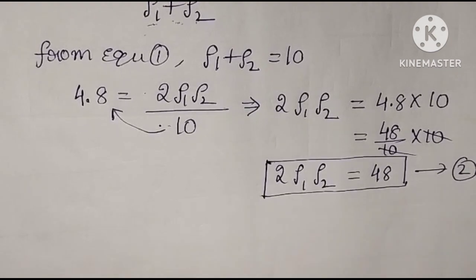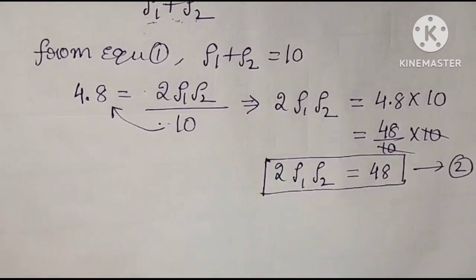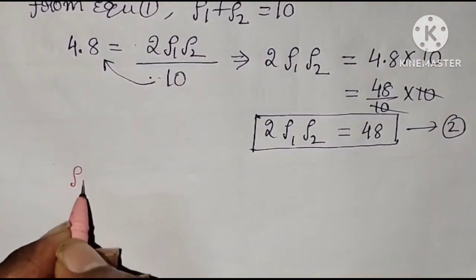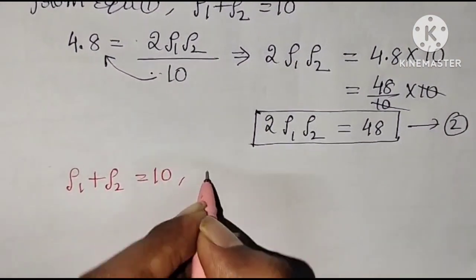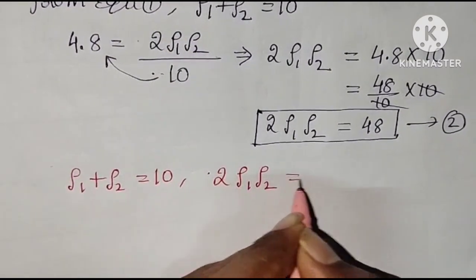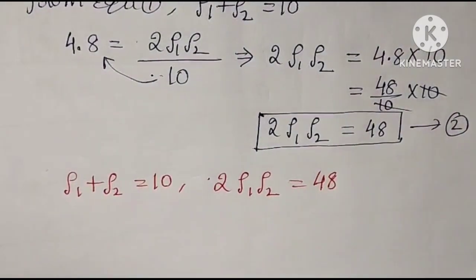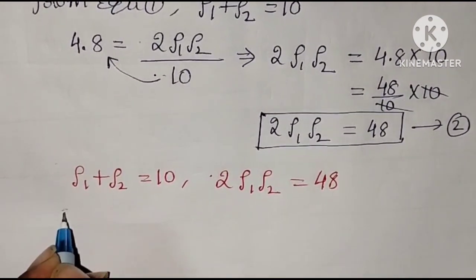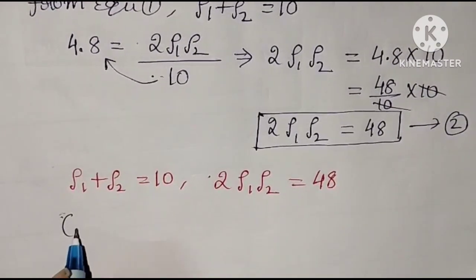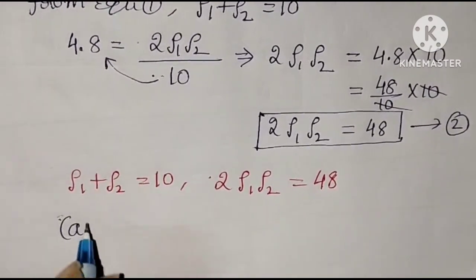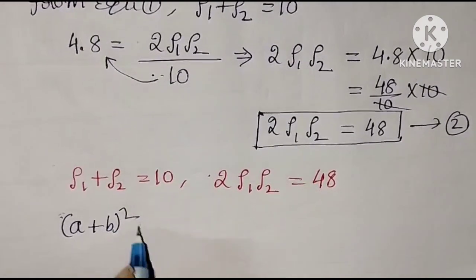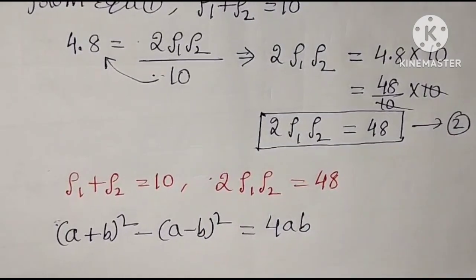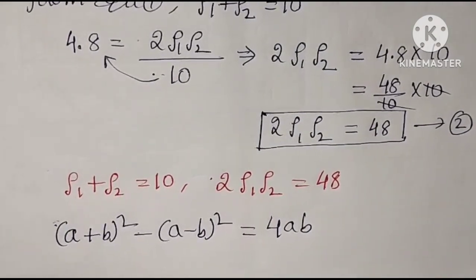We need the ratio of liquid densities, rho 1 by rho 2. So we have two equations now: rho 1 plus rho 2 is equal to 10, and 2 rho 1 rho 2 is equal to 48. We have an algebraic identity: a plus b whole square minus a minus b whole square is equal to 4ab.